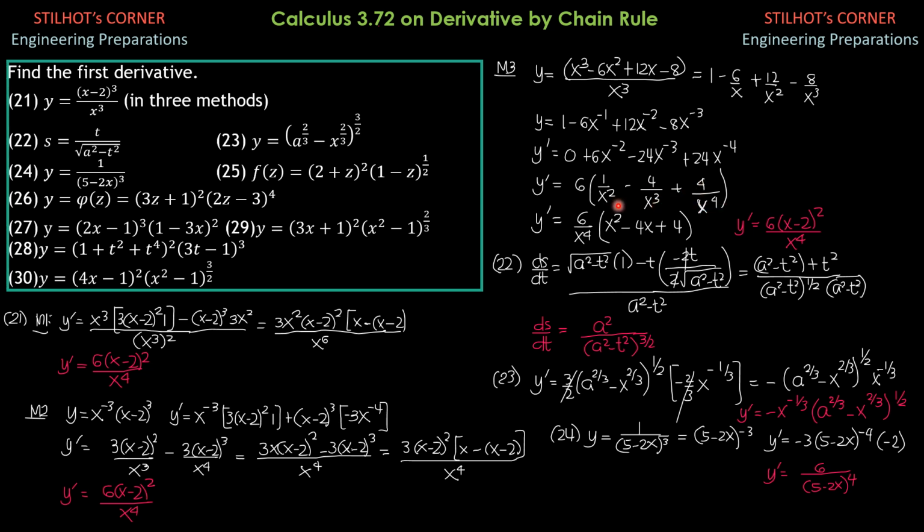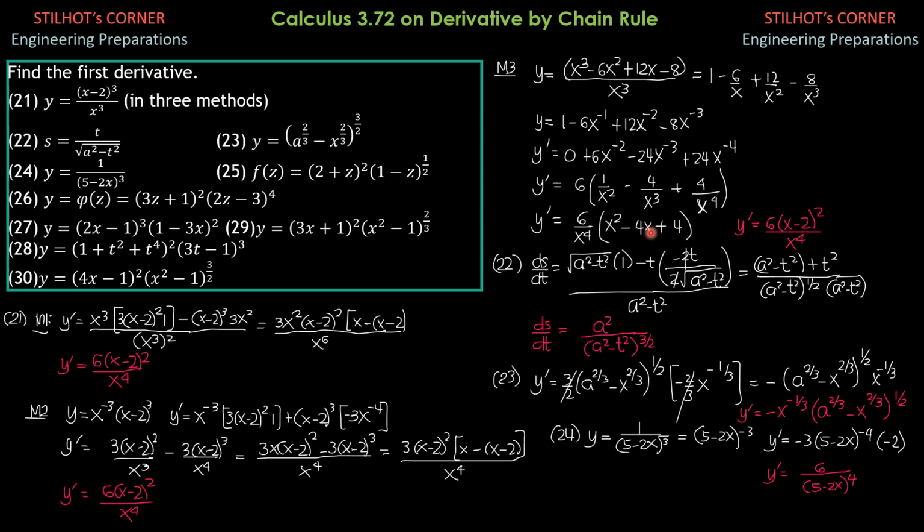Then in the denominator, the common is x to the fourth, so 6 over x to the fourth. Then we have the quantity: x to the fourth divided by x squared times 1 is x squared. X to the fourth divided by x cubed is x times negative 4, so negative 4x. X to the fourth over x to the fourth is 1 times 4, so we have plus 4.